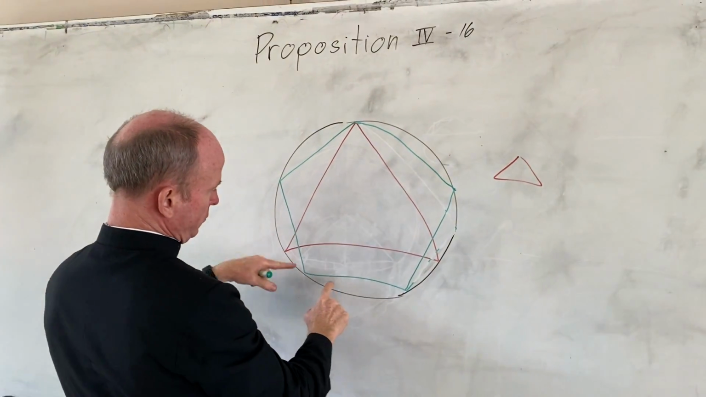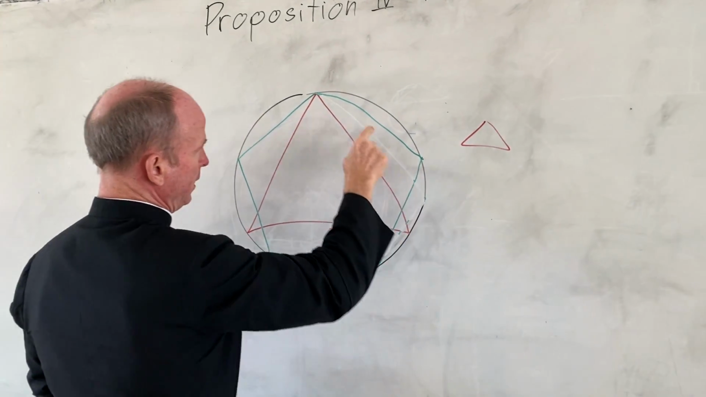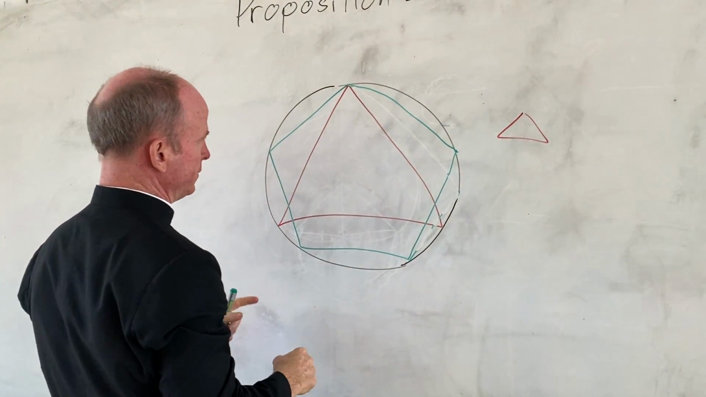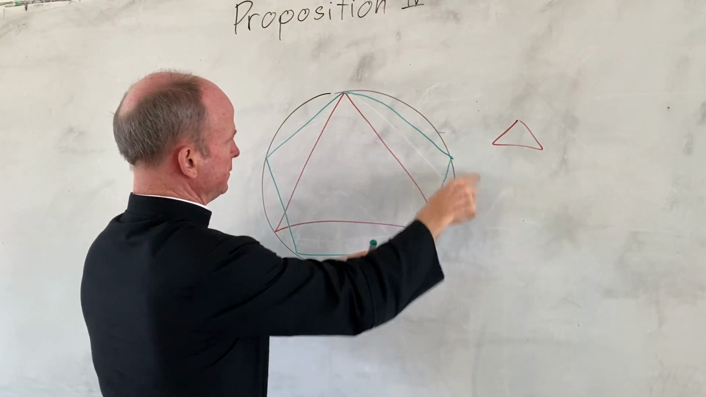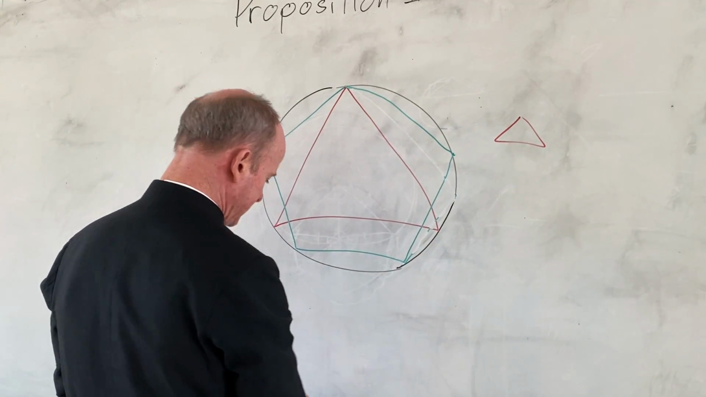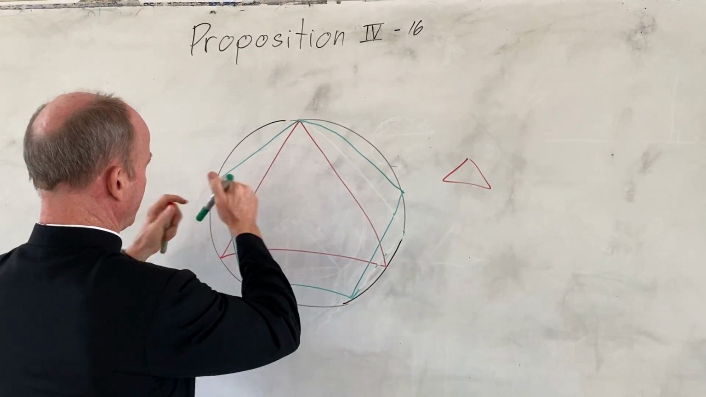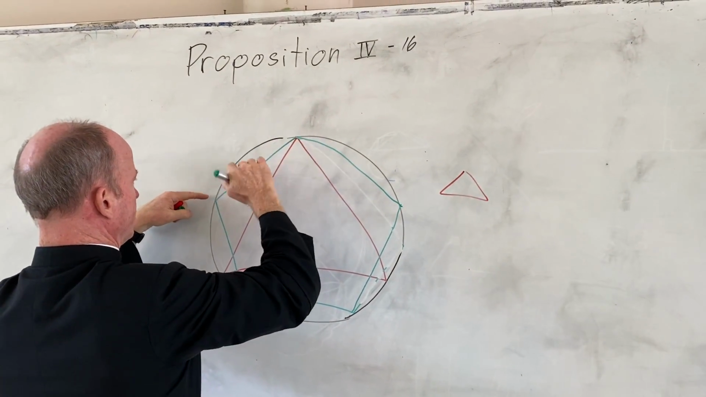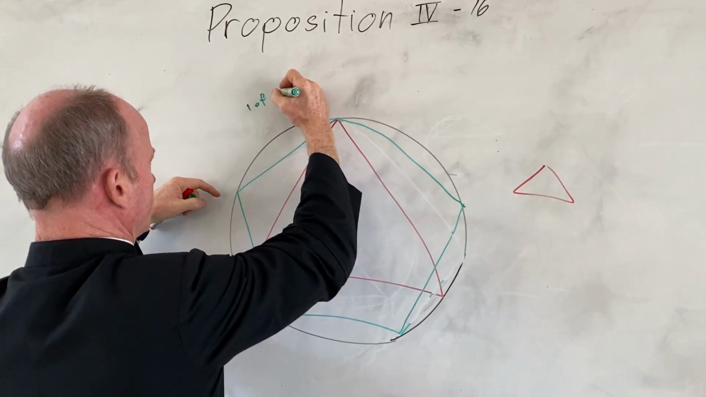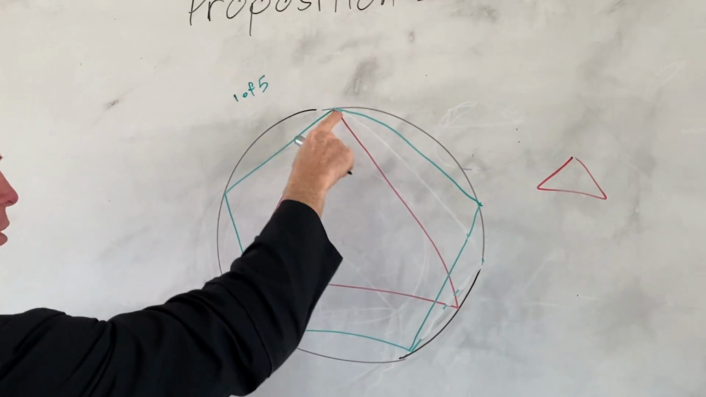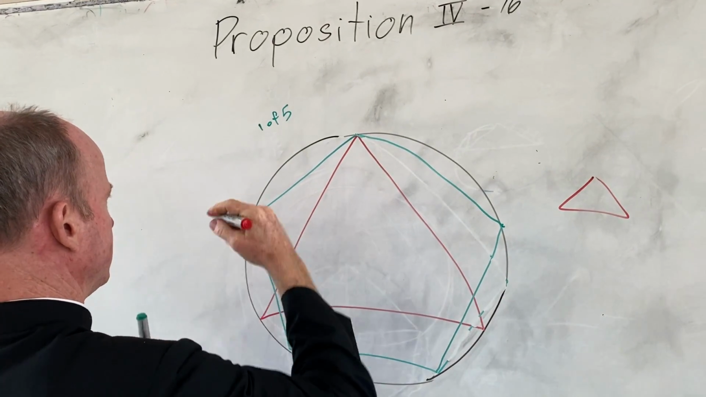Now look, this pentagon cuts off 5 equal circumferences. We've shown that equal chords cut off equal circumferences. Likewise, this triangle cuts off 3 equal circumferences. So let's get a common way of looking at that. If this is 1 of 5 circumferences, and this is 1 of 3 equal circumferences.